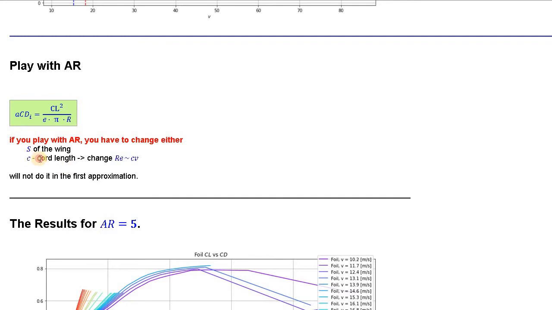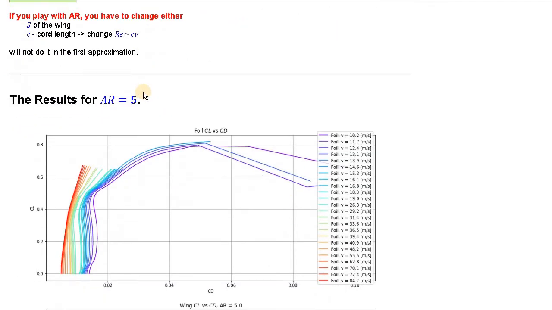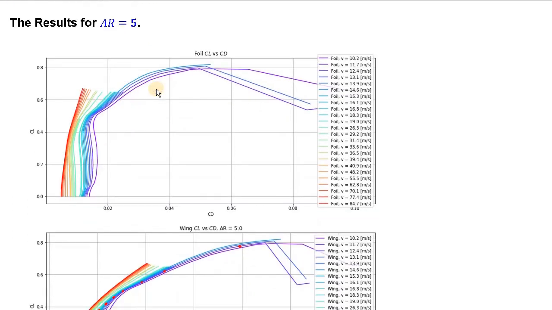So if you reduce the chord length, you would have to change the Reynolds number, basically make it smaller. Or if you increase the area of the wing, you're going to have a bit different results for the lift coefficient. But for the first approximation, just to see what's going to happen, it's sufficient not to touch anything and just use this equation. So plug it in instead of drag for the X-foil, and then you're going to have those curves.